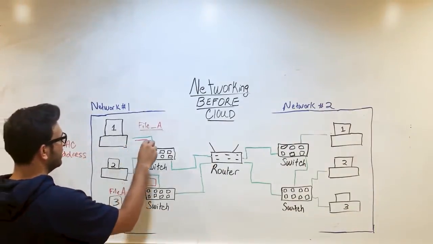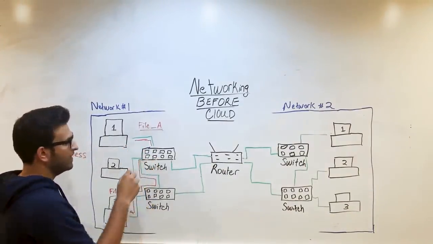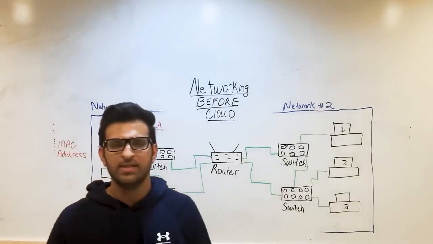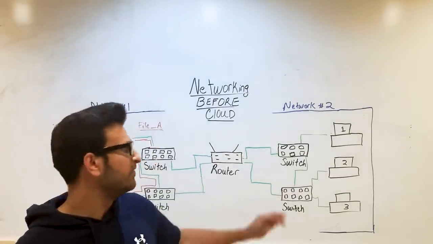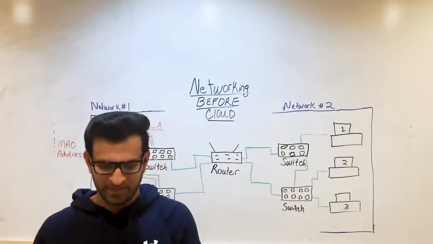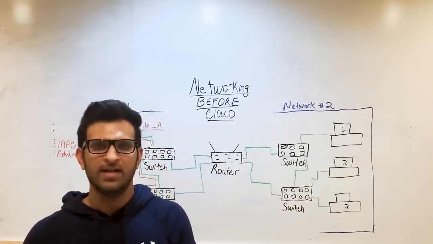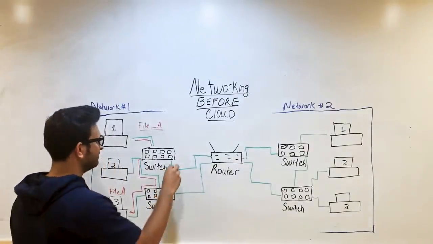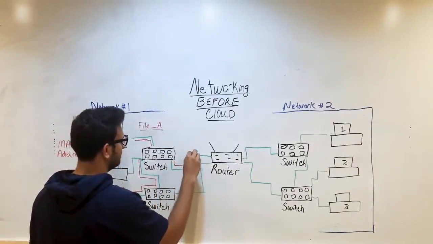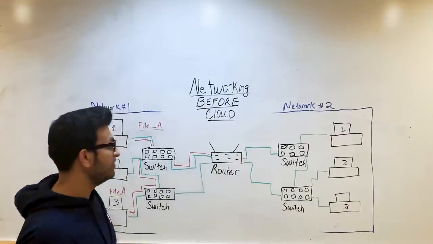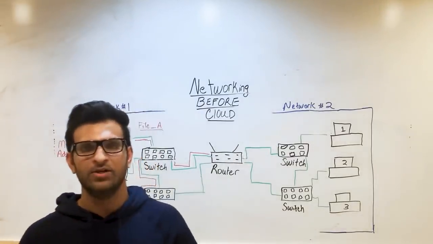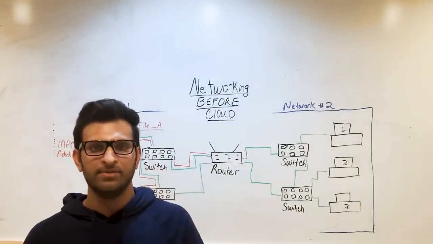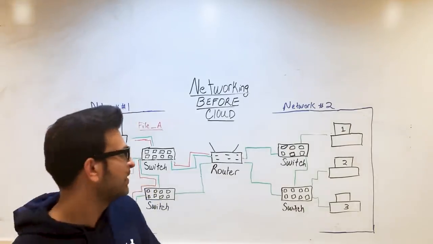Computer 1 sends file A to the switch. It has a different MAC address because it's located in a different network. So it looks over your list and it's like, I don't recognize this. And then it sends it out, right? It sends it out. So it sends it to the router, right? And your router is connected to the internet. So then that's how it's able to travel into network 2.